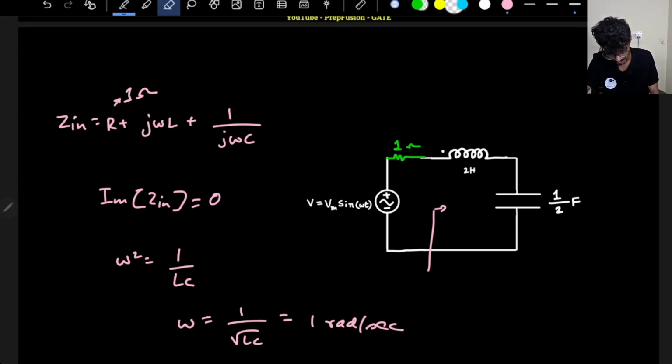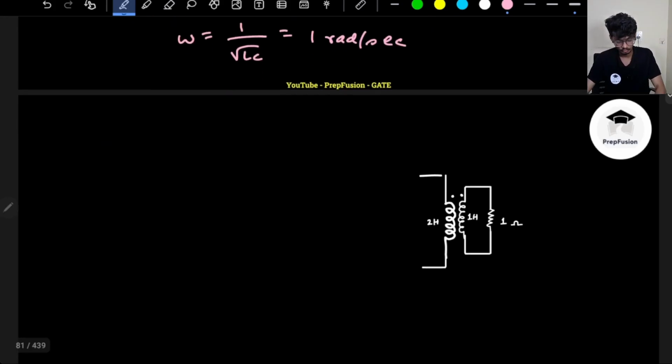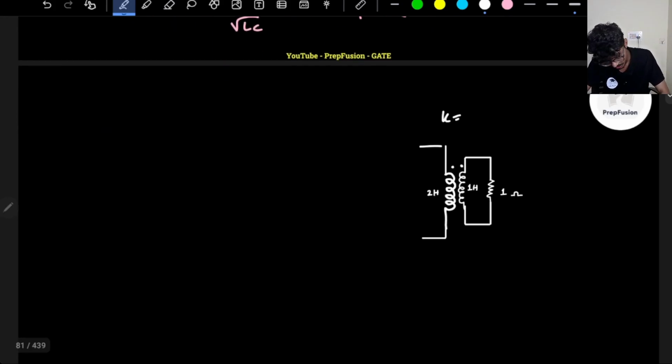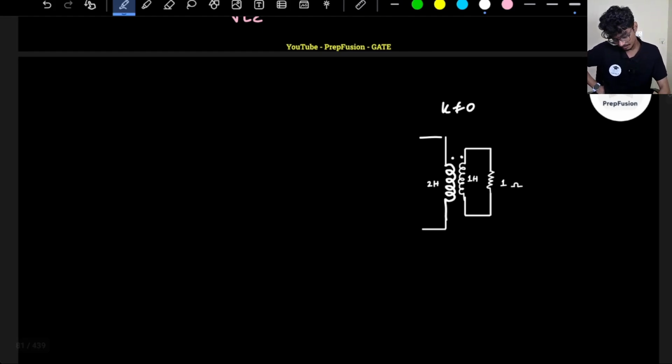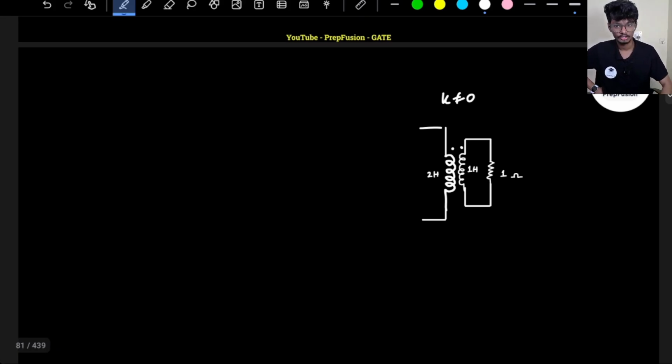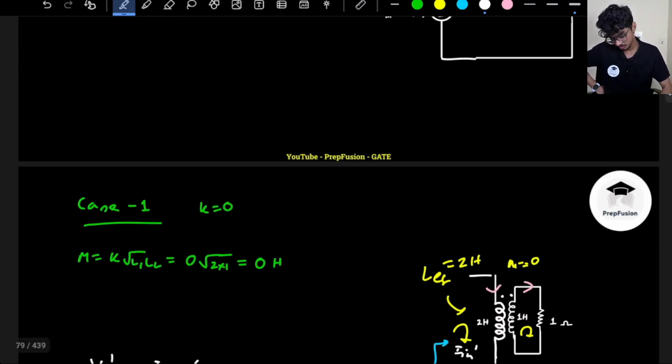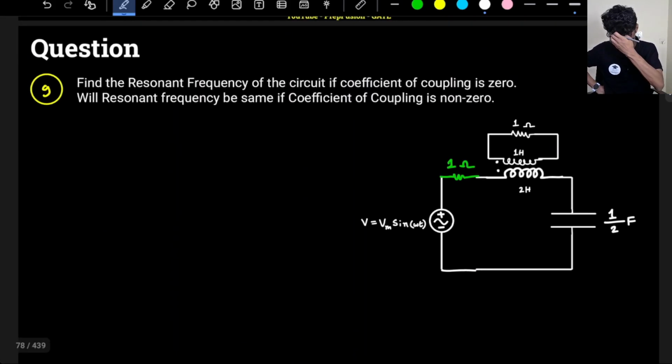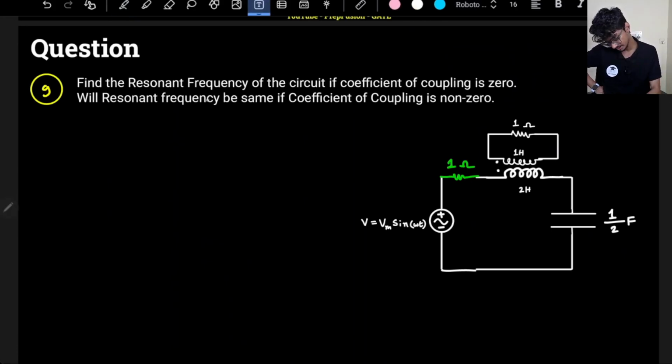That was for when the coefficient of coupling is 0. When K is non-zero, will the resonant frequency change? 101% it will change. Will it change? It will not change actually, because I have a resistor connected, or no, it will actually change, sorry. I have not discussed the case where the coefficient of coupling is non-zero. Will the resonant frequency be the same?